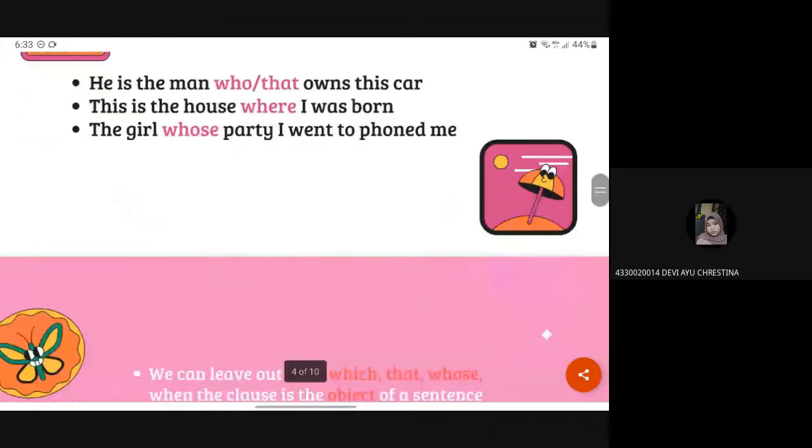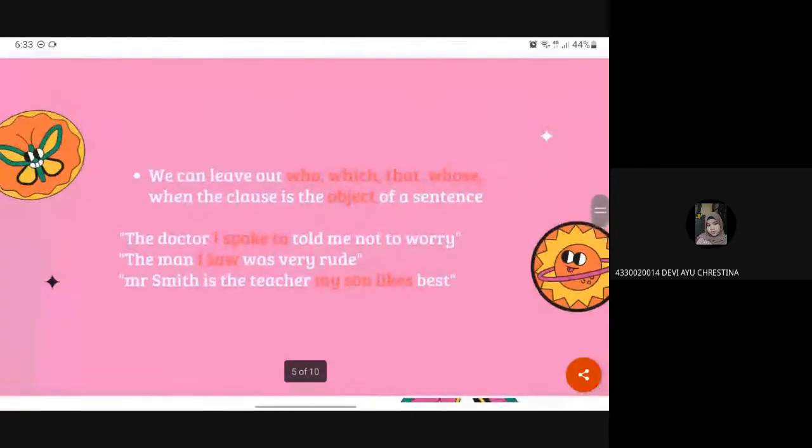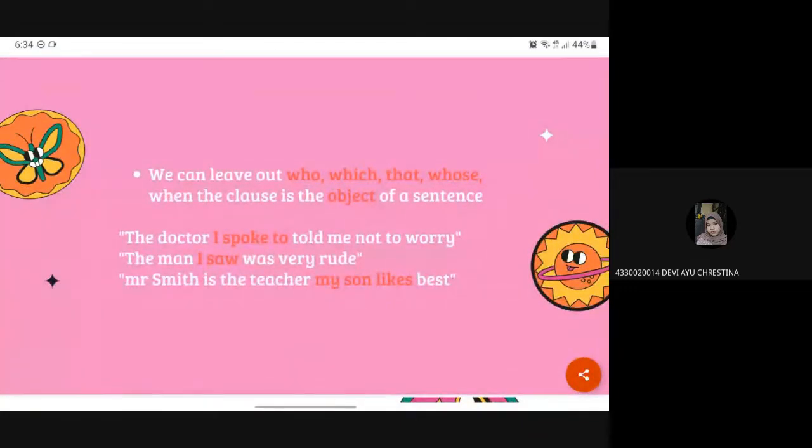Okay, now we move to the next slide. We can leave out who, which, that, whose when the clause is the object of a sentence. For example, the doctor I spoke to told me not to worry. The man I saw was very rude. Mr. Smith is the teacher my son likes best. The doctor, the man, and Mr. Smith are the objects of the sentences.